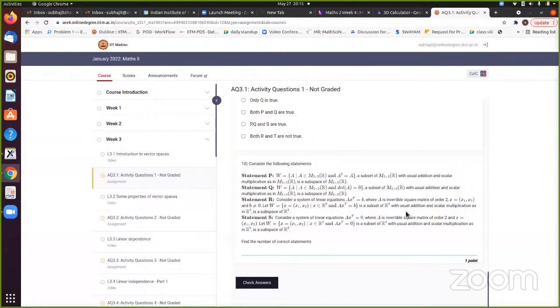All the elements lie in M2 cross R. That is for the subset, and that is not an issue, because in the set it is mentioned that all the elements are coming from M2(R). What are the conditions for being a subspace?